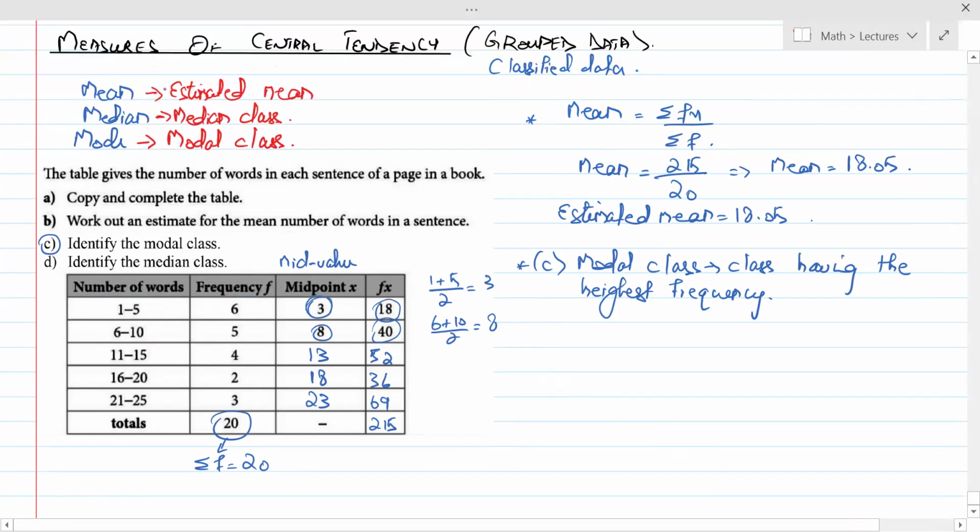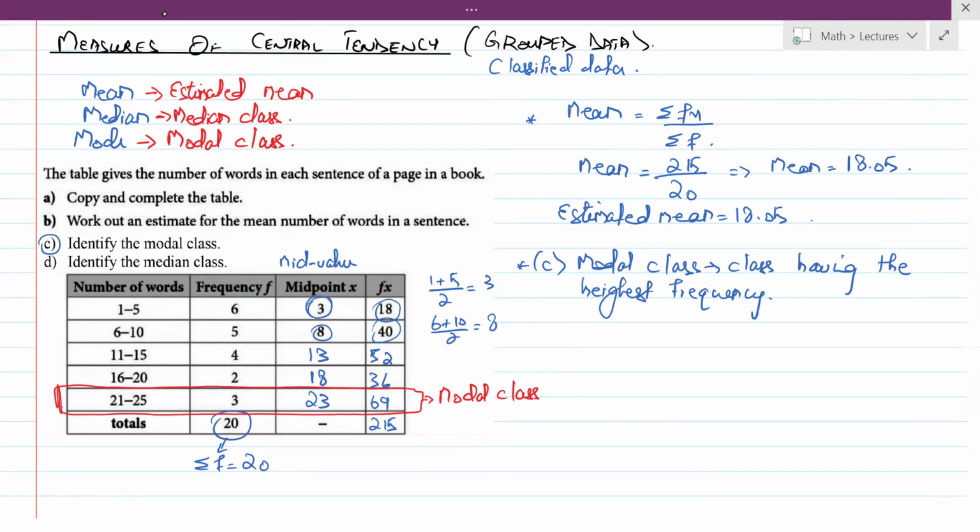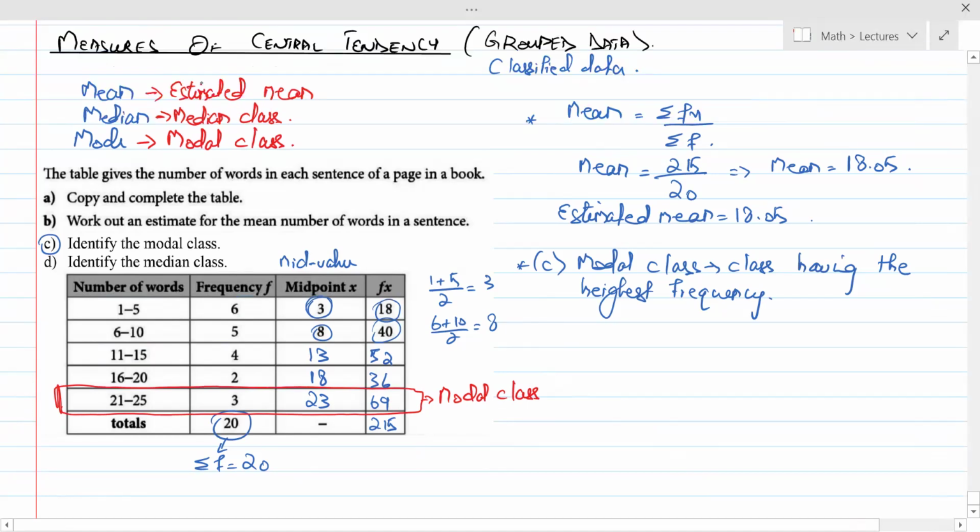So the class having the highest frequency is this class, which is from 21 till 25. So this for us is the modal class. 21 till 25. So modal class in this case is 21 till 25.